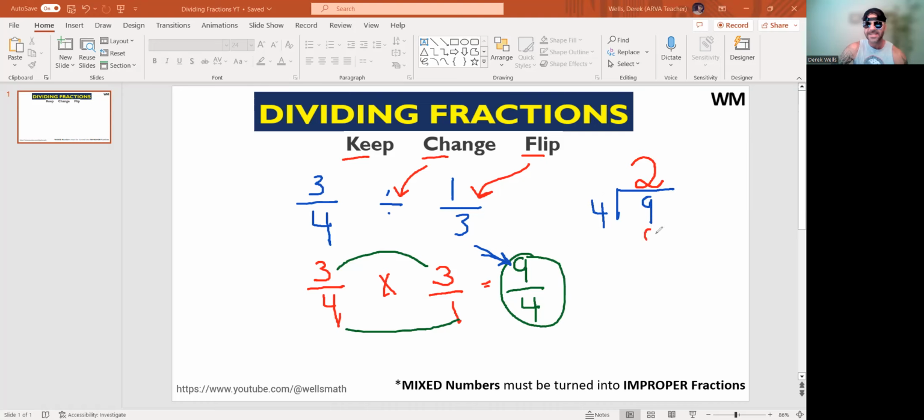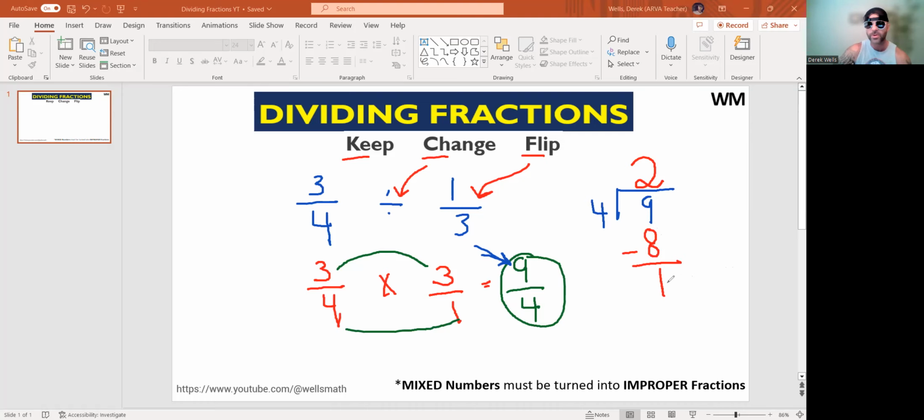That only gets us to 8 because 2 groups of 4 is equal to 8. We'll subtract that to get our remainder. Now, some kids will say the answer to this problem is 2 remainder 1. Technically, that is true, but we're not going to say that anymore.